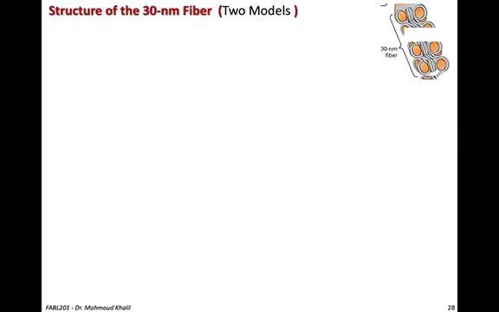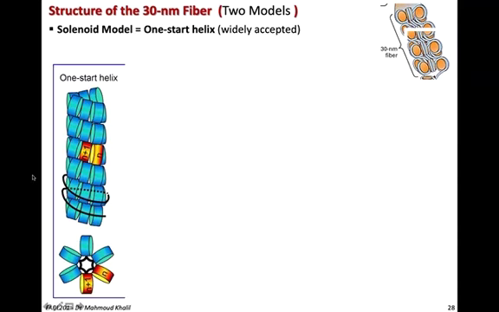So what about the structure of the 30 nanometer fiber? Again, we have beads on a string, the first level, then the second level is the 30 nanometer fiber. The structure of the 30 nanometer fiber actually has 2 models. You have the first model, which is called the one-start helix or solenoid model, and this one is widely accepted. In this case, you can see that there is a twisting helix rotation in which the nucleosomes are arranged as a helix to form this structure of the 30 nanometer fiber.